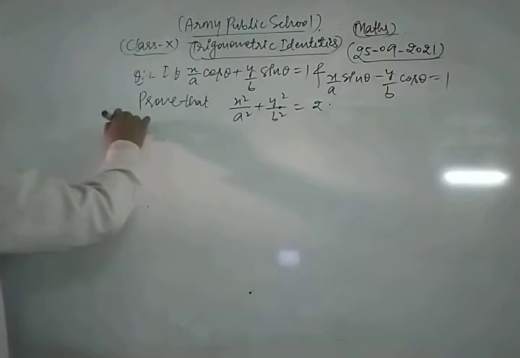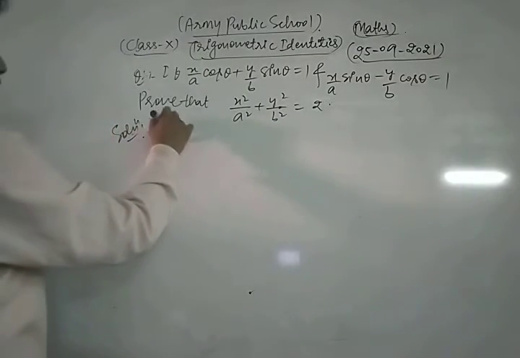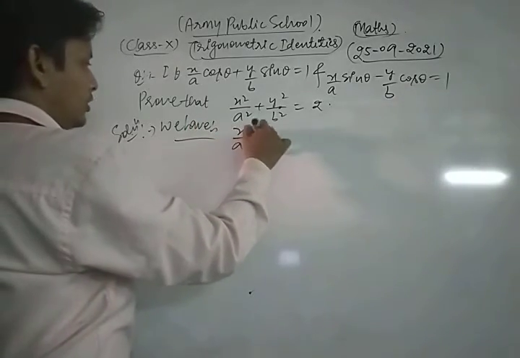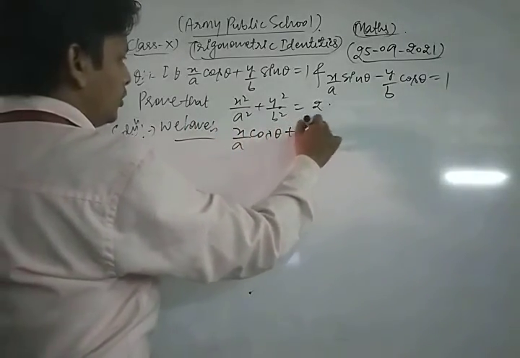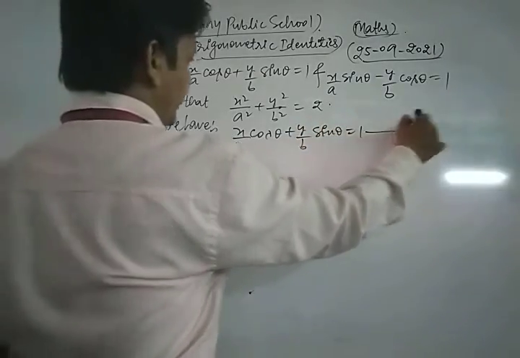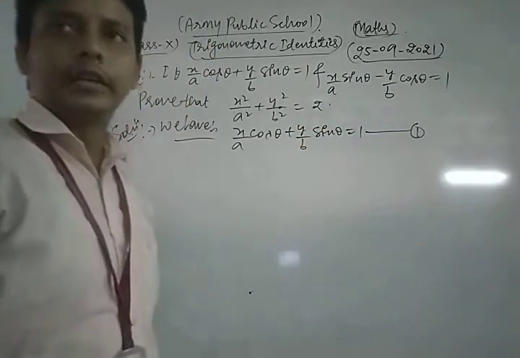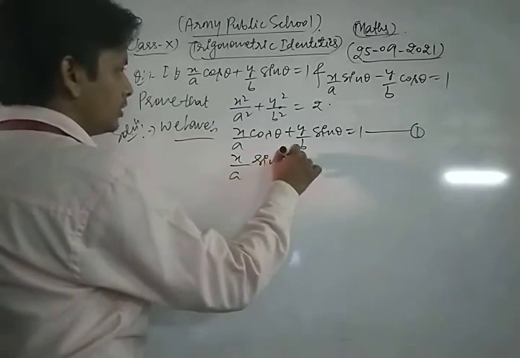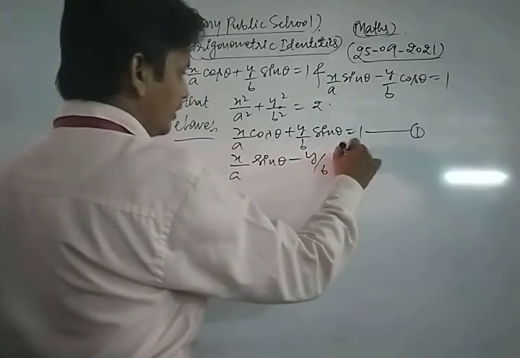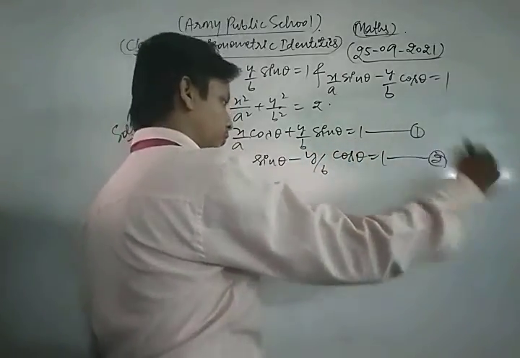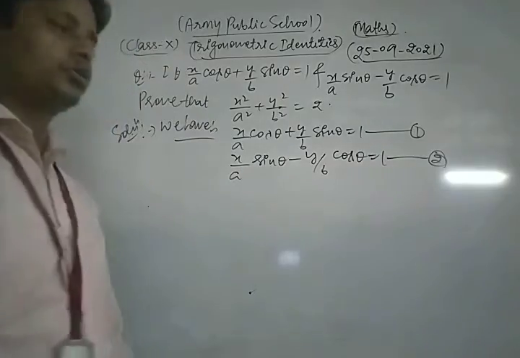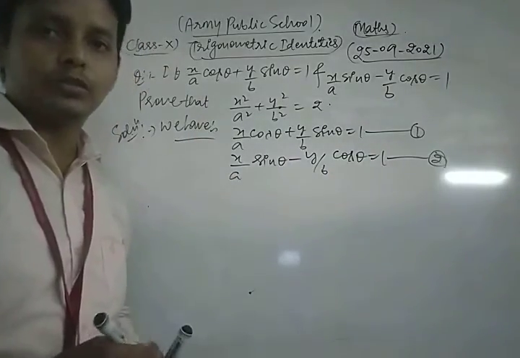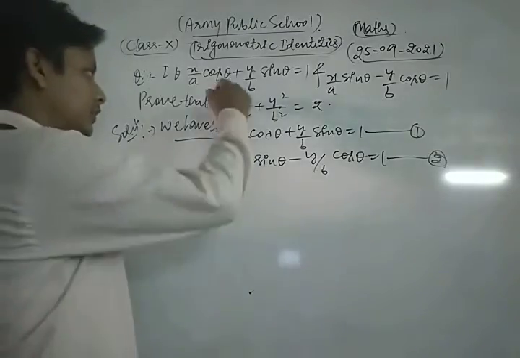Look, first of all, we write the equation. We have x upon a cos theta plus y upon b sin theta is equal to 1. Take this as equation number first, and the second one is x upon a sin theta minus y upon b cos theta is equal to 1. We take this as equation number 2. In that type of question, we square and add both equation 1 and 2, and in this way we get our result.